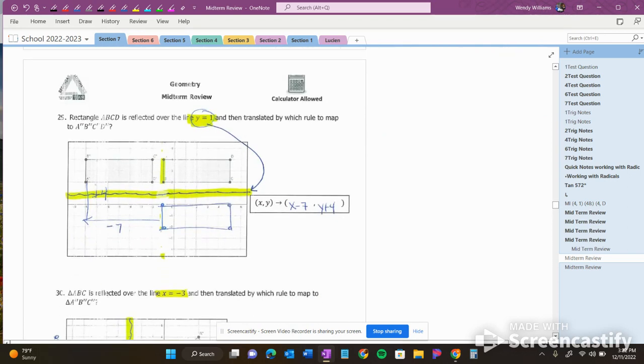Rectangle ABCD is reflected over the y equals 1 axis. Remember, y equals 1 looks like the x-axis. It's horizontal. It's through here. Then translated by a rule to map A prime, B prime, C prime, D prime. First, we're going to go over, and then we're going to slide over and up, and we end up going over 7 and up 4.